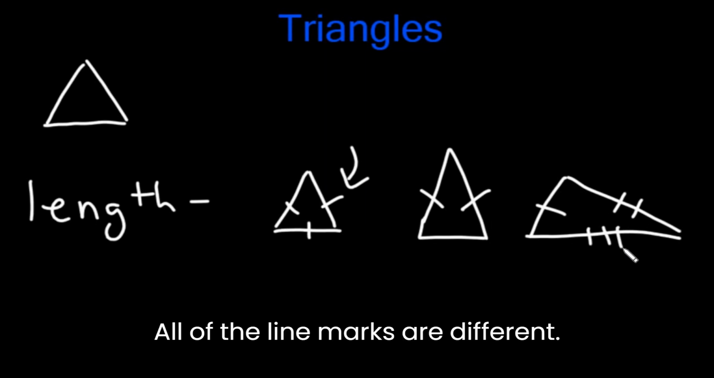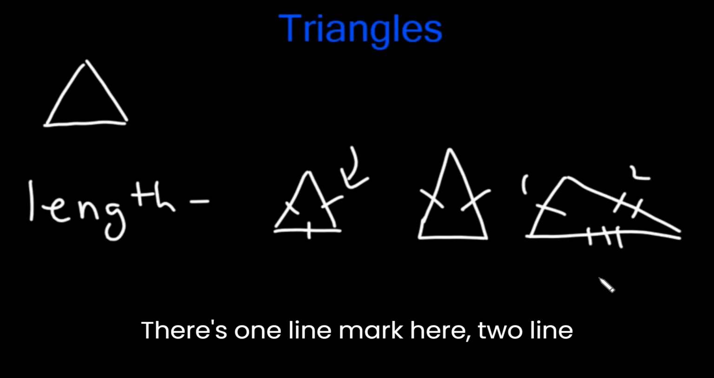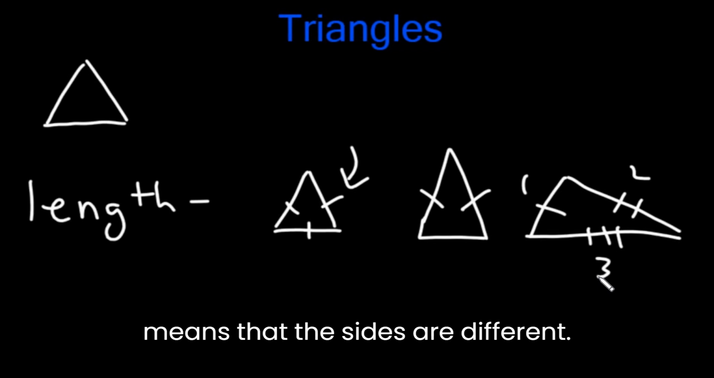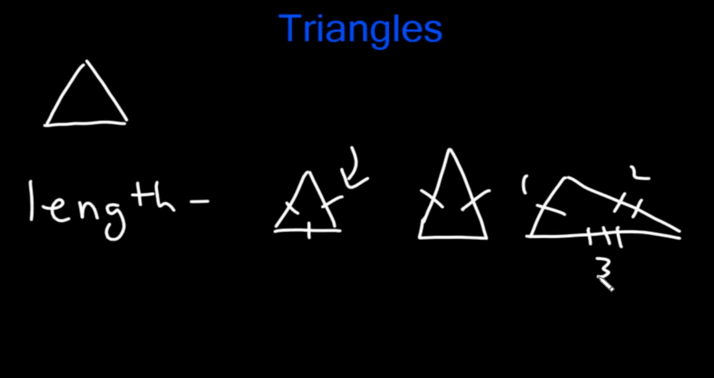All of the line marks are different. There's one line mark here, two line marks here, and three line marks here. If there's a different amount of lines, that means that the sides are different. That's classified by length.